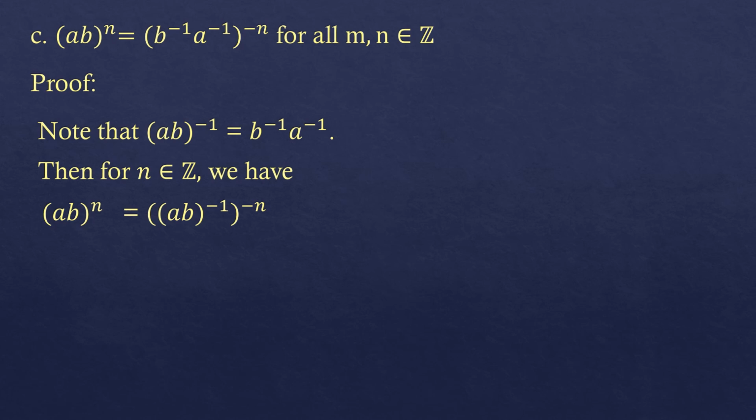Then we use what we have taken note of above. So we'll use that. b to the negative 1, a to the negative 1 to the power of negative n. So we just expanded the ab to the power of negative 1. And then that's it. That's actually the last part. b to the negative 1, a to the negative 1 to the power of negative n. So we have proven it, and that is the proof of the theorem for A, B, and C.